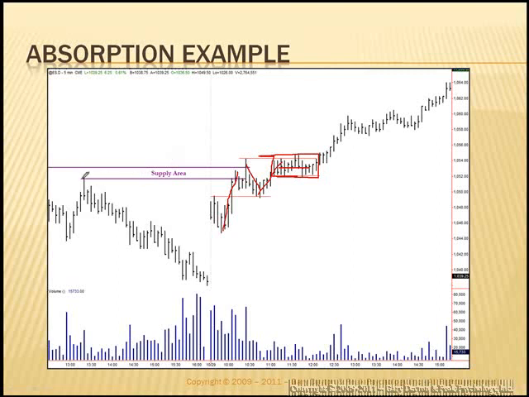And I'm going to show you even better examples of this so that's clearer. But what we expect from that supply is the market to start pushing up, which it does. Okay.